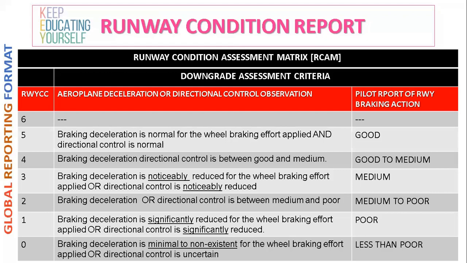Less than poor, the pilot will report runway condition code 0: braking deceleration is minimal to non-existent, and there is no directional control. So this is the RCAM. This will be used by us to downgrade once we get pilot reports.